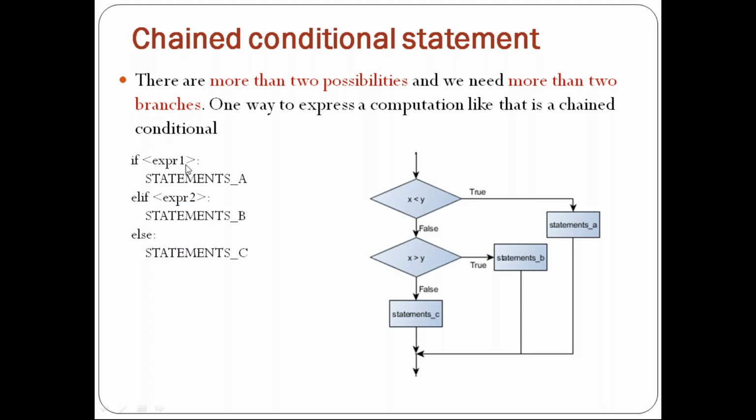If expression 1 is true, then it will execute the statements in the if block, and otherwise the control goes to evaluating expression 2. And if expression 2 is true, then it will execute the statements B. Otherwise, if expression 2 is false, then it will go to the else block, so that it will execute the statement C.